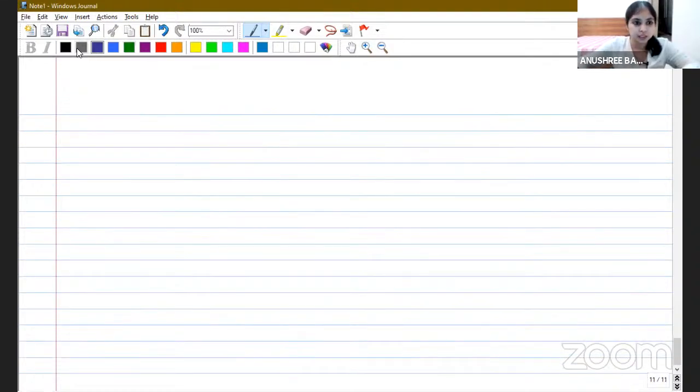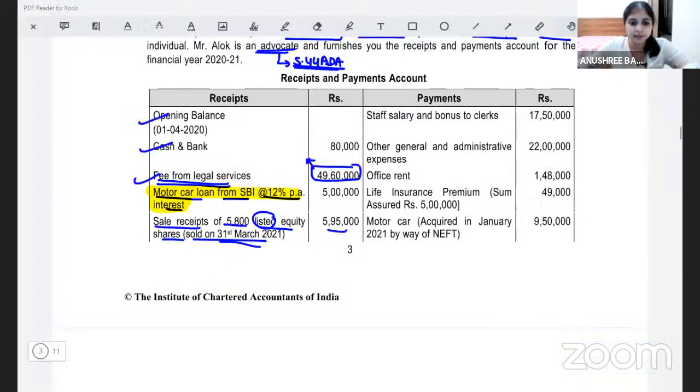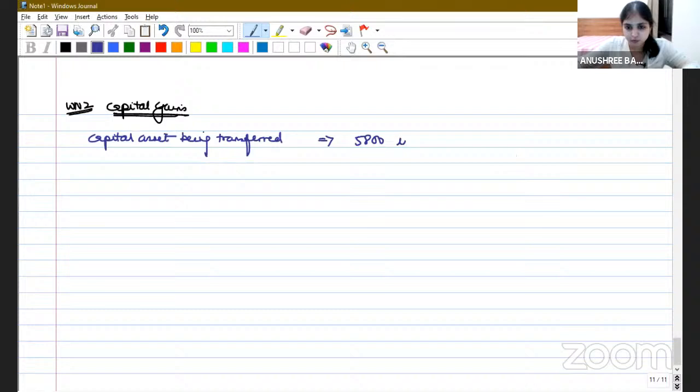After your PGBP working note, open a new working note number 2. Give the heading capital gains. Okay. Under this, write down capital asset being transferred. What are we selling? What are we transferring? 5,800 listed equity shares. Write down 5,800 listed equity shares.